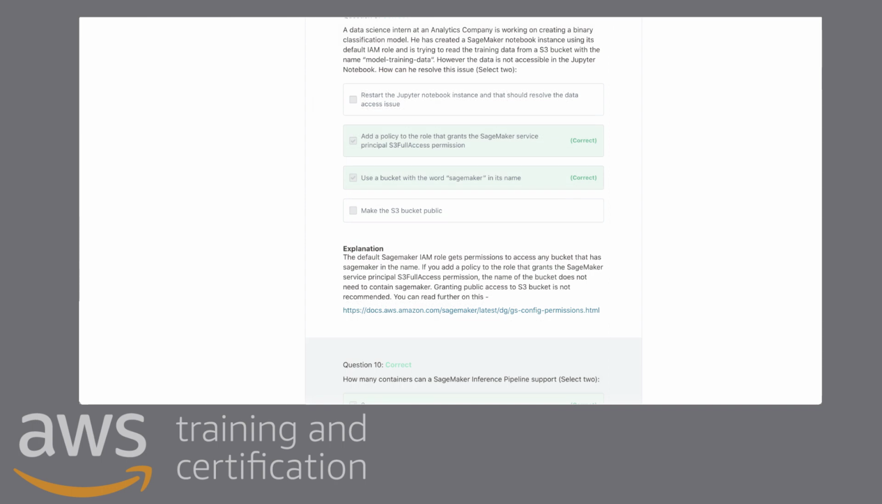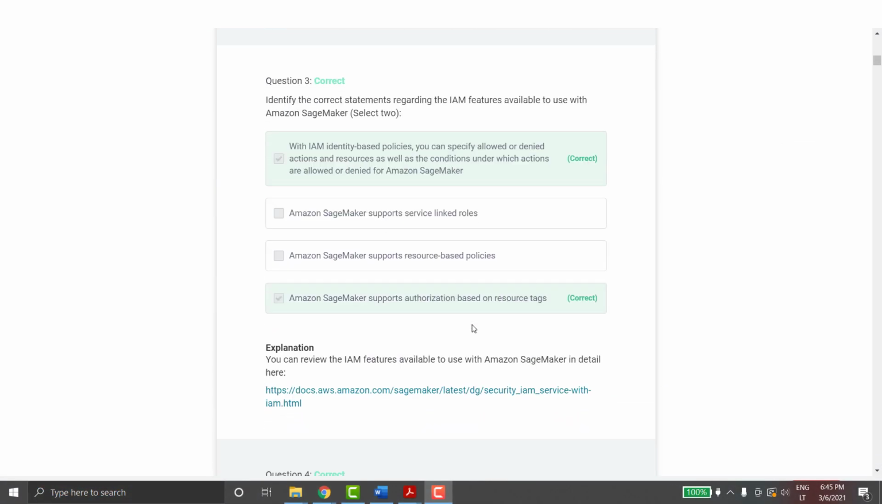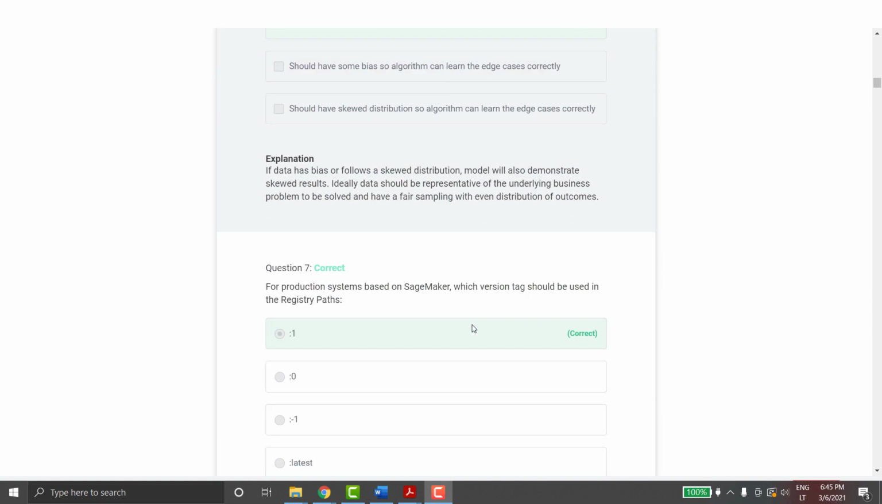Solve them again 1 or 2 days before your actual exam. If you pass these tests with around 90% or above, I think that gives you a comfortable feeling before the actual exam.